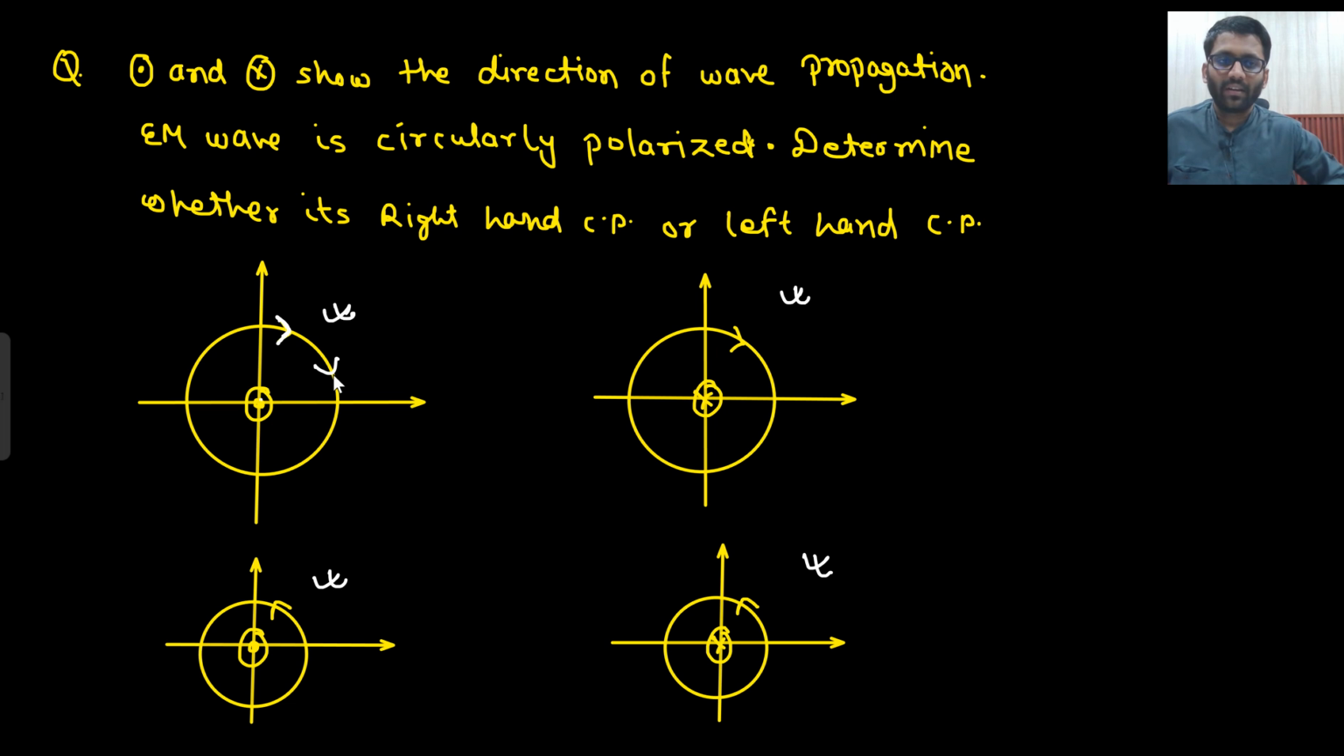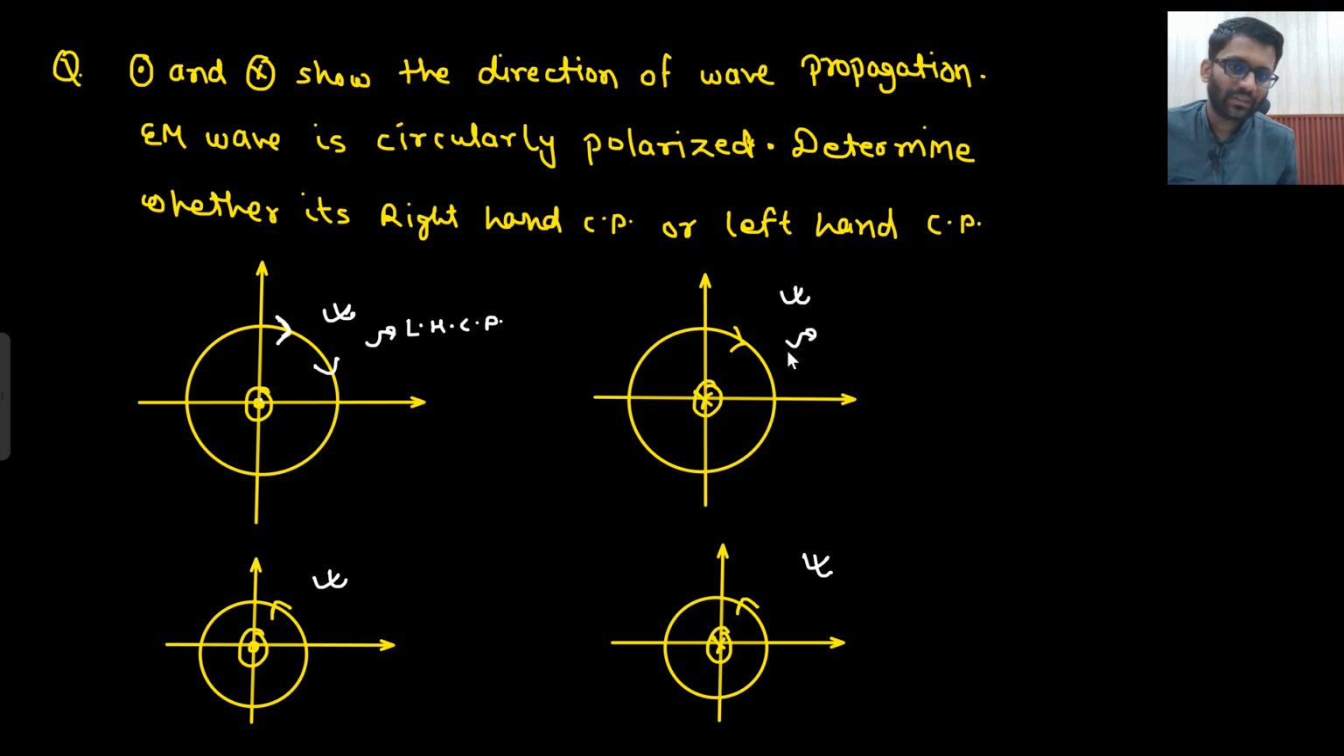If you do it with the right hand, this is my right hand. The thumb is moving towards me, and if I move my hand like this, then where is it pointing? It is pointing in the opposite direction. But I need to use my left hand. So this is left hand circularly polarized.